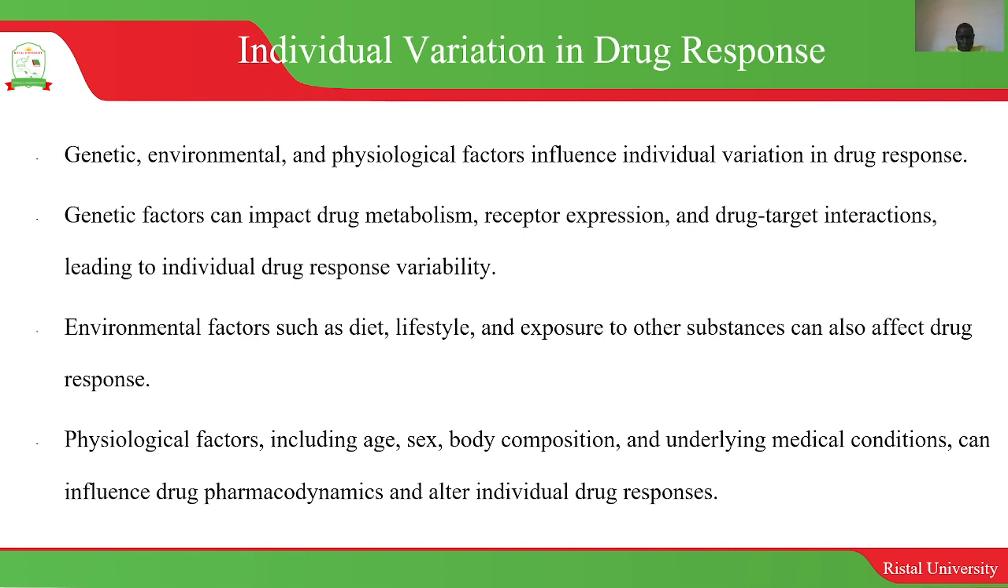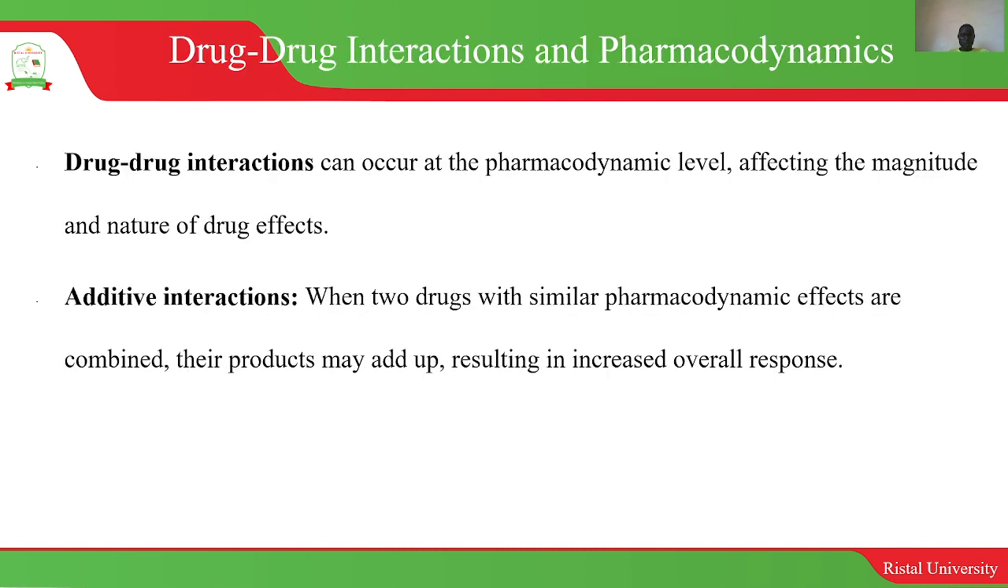Genetic, environmental, and individual variation in drug response. We say genetic, environmental, and physiological factors influence individual variation in drug response. Genetic factors can impact drug metabolism, receptor expression, and drug target interactions, leading to individual drug response variability. Environmental factors such as diet, lifestyle, and exposure to other substances can also affect the drug response. Physiological factors including age, sex, body composition, and underlying medical conditions can influence drug pharmacodynamics and alter individual drug responses.